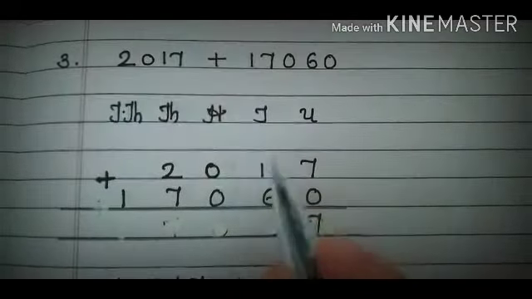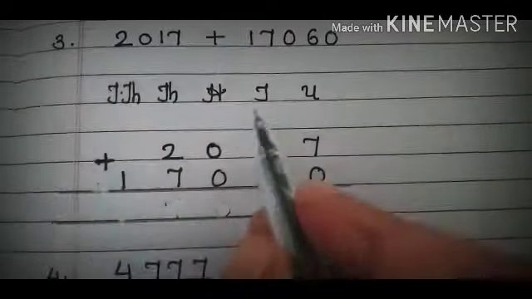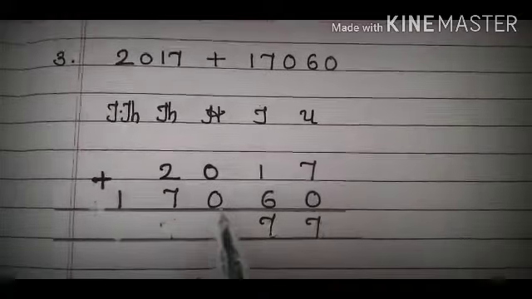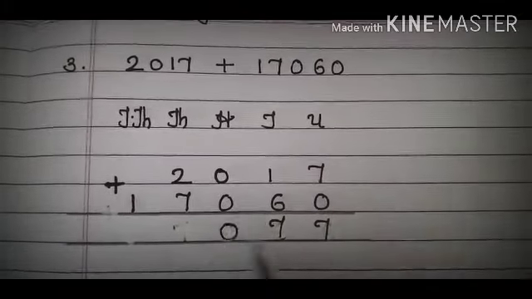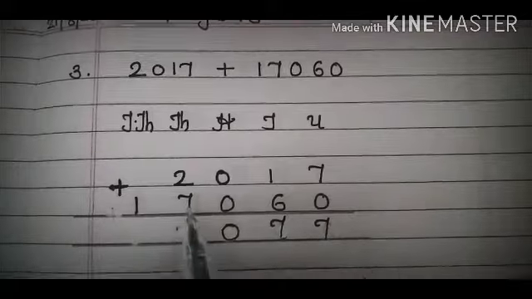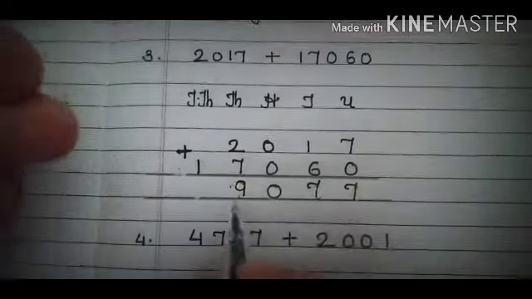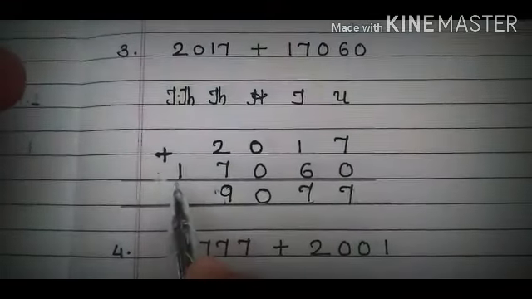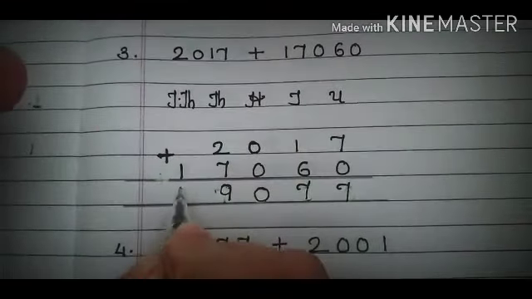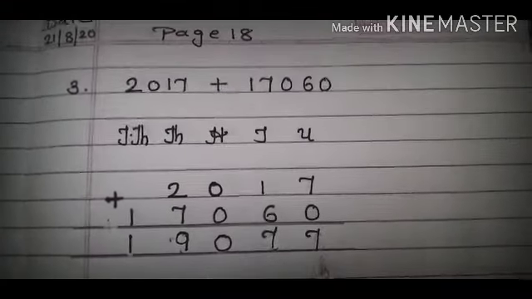Now add tens place, 1 plus 6. So 1 plus 6 is 7. In hundreds place, 0 plus 0. So the answer is 0 plus 0 is 0. In thousands place, 2 is there, 7 is there. So 2 plus 7, that is 8, 9. So 9 will be written in thousands place. And in 10,000s place only 1 is there. So write 1 in 10,000s place. So our answer is 19,077.